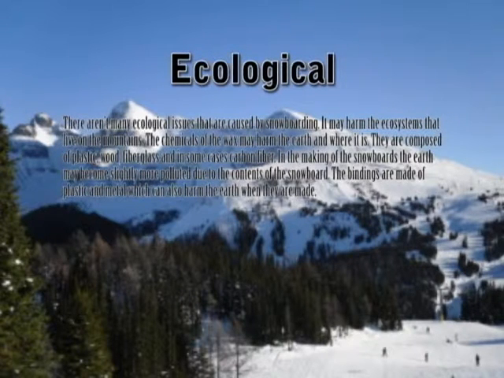Ecological. There aren't many ecological issues that are caused by snowboarding. It may harm the ecosystems that live on the mountains, and the chemicals of the wax may harm the earth. Snowboards are composed of plastic, wood, fiberglass, and in some cases carbon fiber. In the making of snowboards, the earth may become slightly more polluted due to the contents of the snowboard. The bindings are made of plastic and metal, which can also harm the earth when they are made.